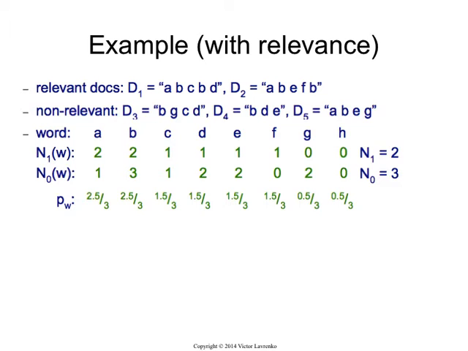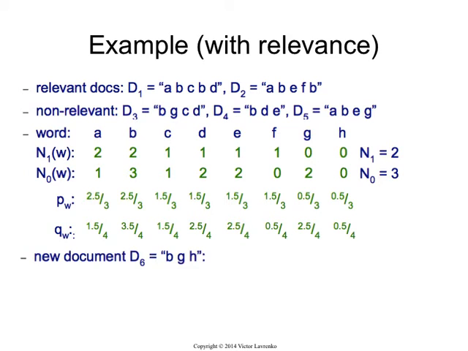So I take the 2, add a 0.5 to it, and divide by 2 plus 1. So I get 2.5 over 3. That's PW for the word A. So that's your smoothed probability that your randomly picked relevant document contains the word A. And that's the same for the QW.